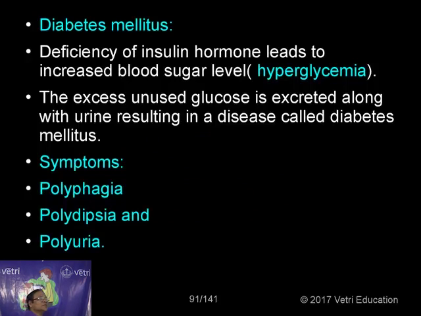Now, when there is a deficiency of insulin, the cells fail to uptake glucose, so glucose accumulates in the blood itself, and that is called hyperglycemia, an increase in the concentration of glucose. Persistent hyperglycemia results in a disorder called diabetes mellitus. The excess glucose is eliminated along with urine, that is, chronic excretion of urine with a large amount of glucose. When more glucose is present in urine, that condition is called glycosuria.